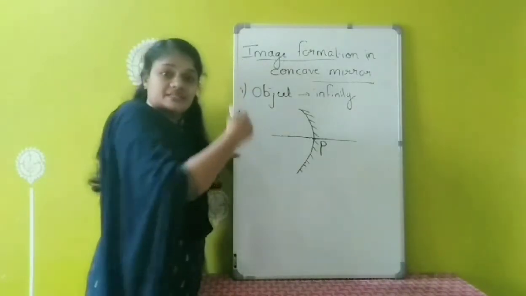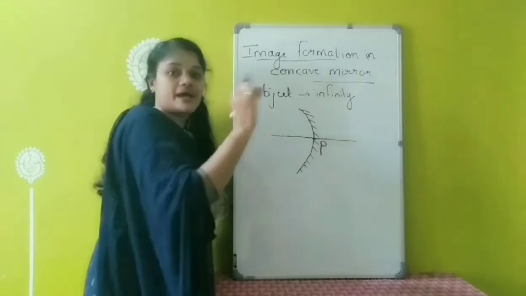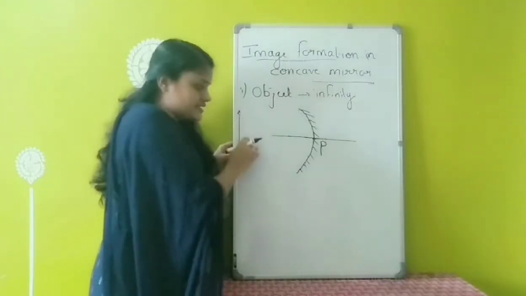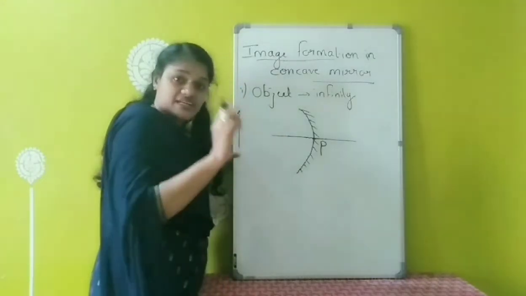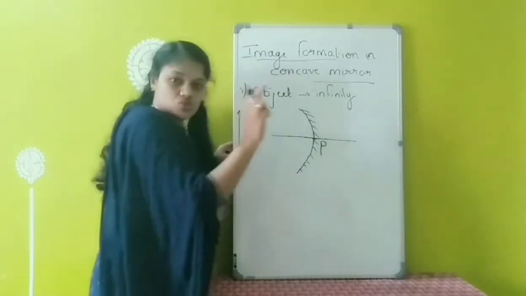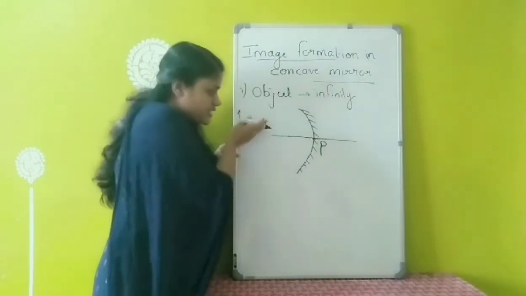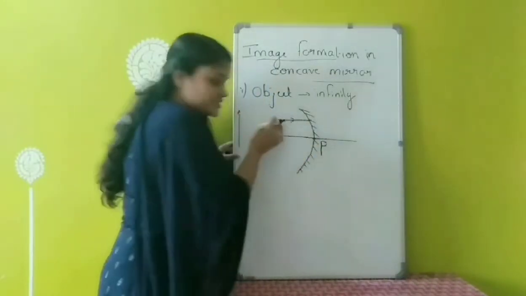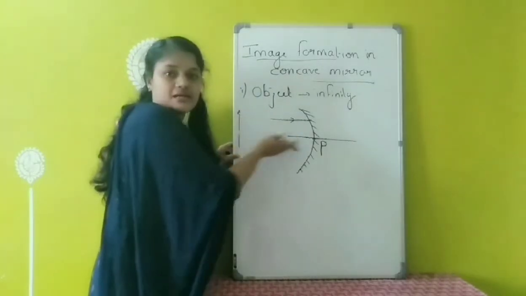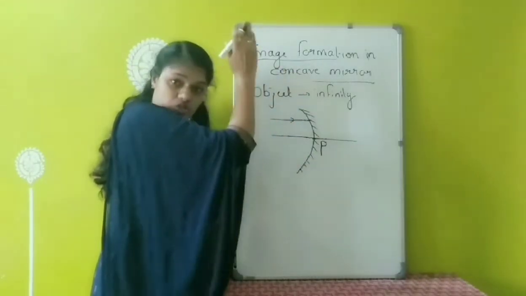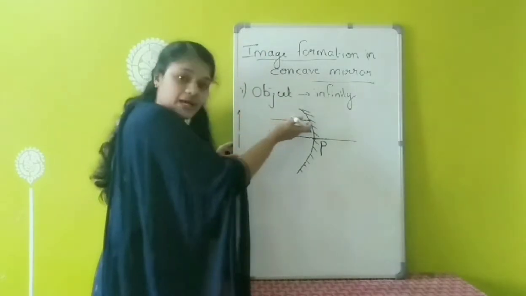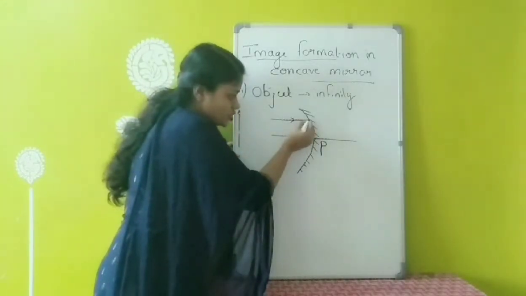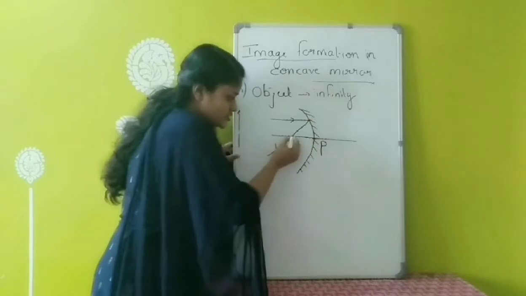Here I told you the object is at infinity, we don't know, somewhere at a distance the object is. So whenever the object is at a distance, we are considering light rays coming parallel from that object. So all the light rays must be parallel to the principal axis. In order to get the image, at least we need 2 rays. So I am taking 2 light rays and consider one light ray coming parallel to the principal axis. According to the first rule, whenever a light ray passes parallel to the principal axis, after reflection it passes through the focus. So this light ray also will be passing through the focus.